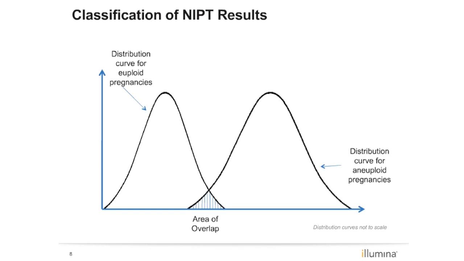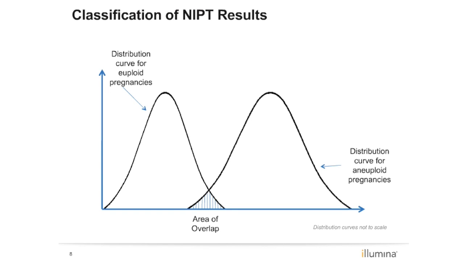On the left of this graph is the distribution curve for an NIPT result in a euploid pregnancy. On the right is the distribution curve for an NIPT result in an aneuploid pregnancy. The small area of overlap in the center illustrates the false positive and false negative. Every laboratory deals with this region differently.